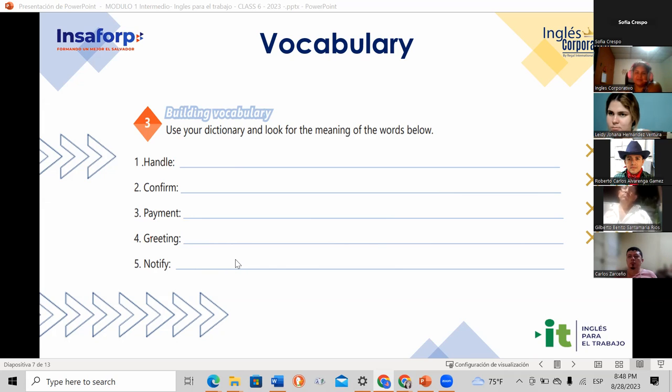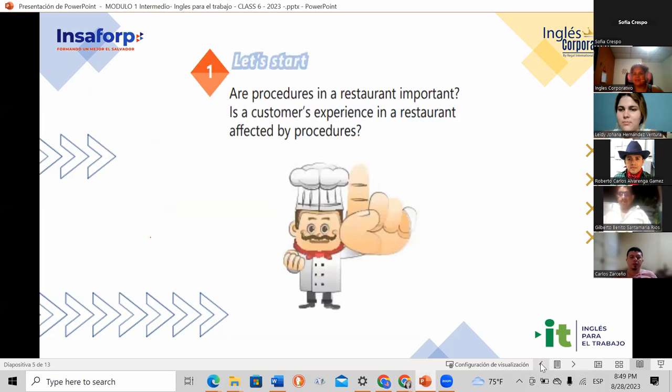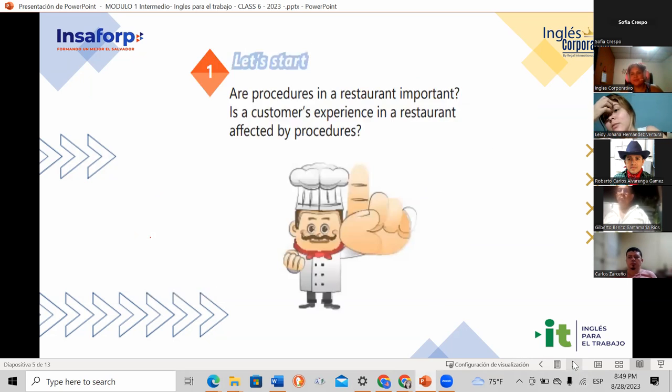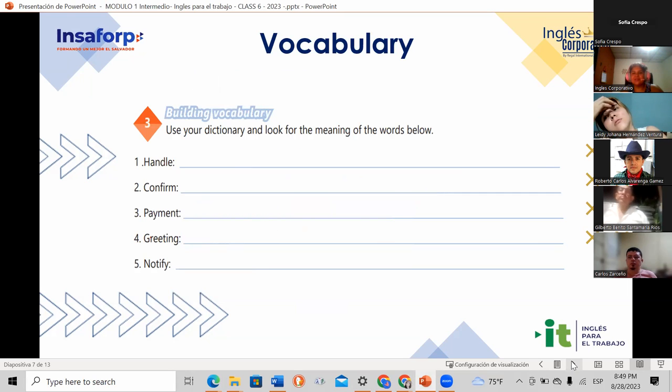Lady, 95. I think it is to communicate the order to the customer. Okay. When you communicate to the customer about your order. Okay. For example, if the customer says, I'm ready to pay. Or for example, the customer says, I want to order lamb chop. 15 minutes. Oh. And you see, oh, okay.